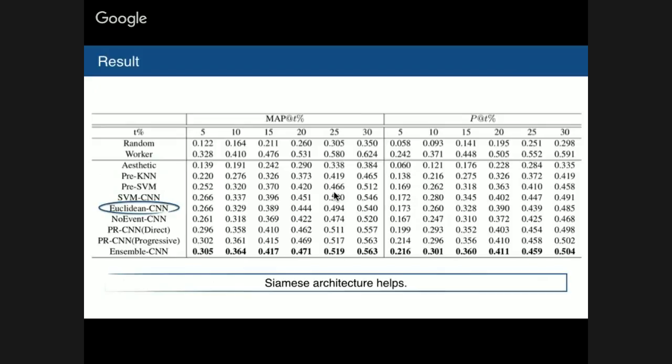And we also want to find out whether Siamese architecture can help. So this is a comparison. The Euclidean means we train a single network for single image score prediction using Euclidean loss. And we can see that it is consistently worse than the SVM when we use rank SVM, especially when T becomes larger. So that means Siamese architecture really helps.